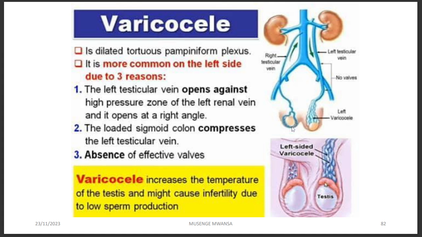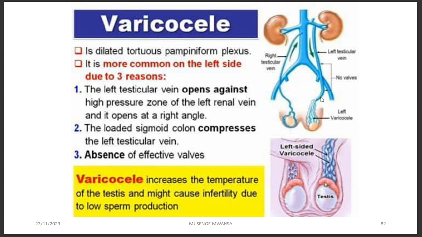And then the other thing is that these varices, these tortuous dilated parts, will be seen. The dilated pampiniform plexus of veins will be seen because these veins actually don't have effective valves. They don't have valves, absence of valves. So because of that, they need to have that dilation and tortuousness to be able to push blood up.